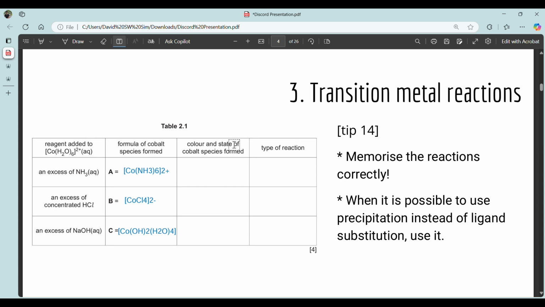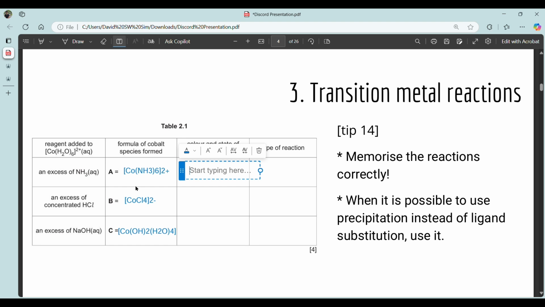Okay, so now we try to state the color and the state of cobalt species. In terms of memorizing the color, there isn't really a specific special method that I know of. But for memorizing the state, there is a very easy method. Alright, look here. For anything that does not have hydroxide, it is a solution. For anything that has hydroxide, it is a precipitate.